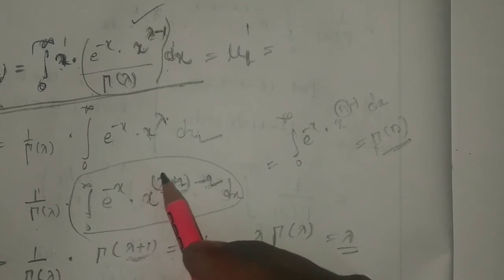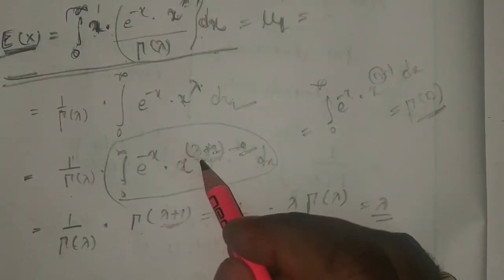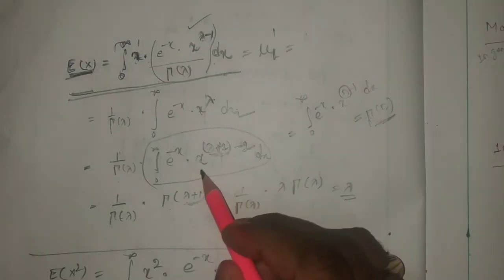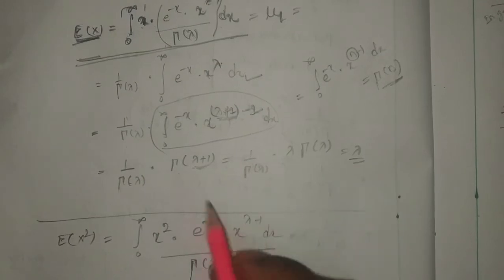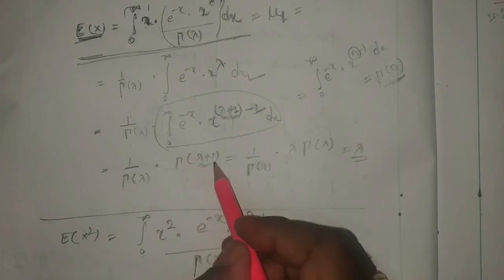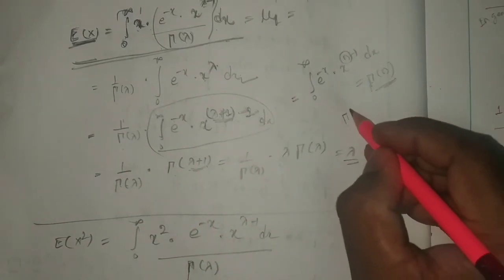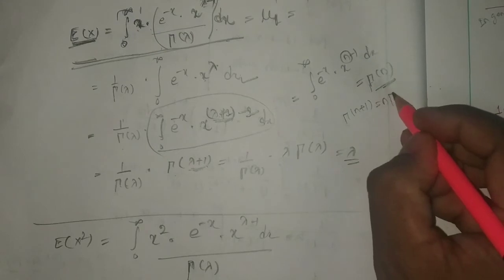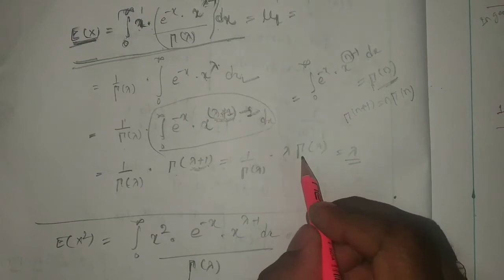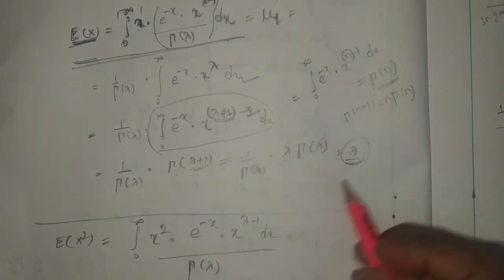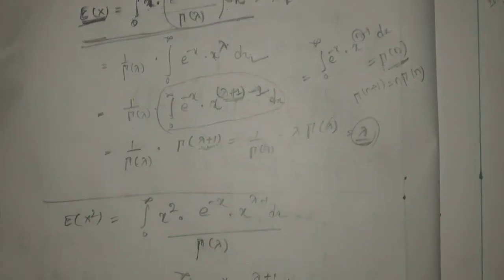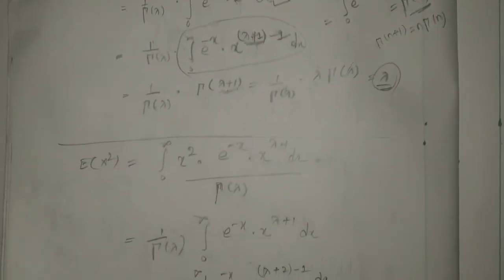Here x to the power n minus 1, instead of n, what we have? We have lambda plus 1. So this integral value will be how much? 1 by gamma lambda into gamma lambda plus 1. And we know that gamma n plus 1 is nothing but n gamma n. So gamma lambda plus 1 can be written as lambda gamma lambda. Gamma lambda got cancelled, we found lambda. So in this way also we can find the expectation value or mean value equal to lambda.